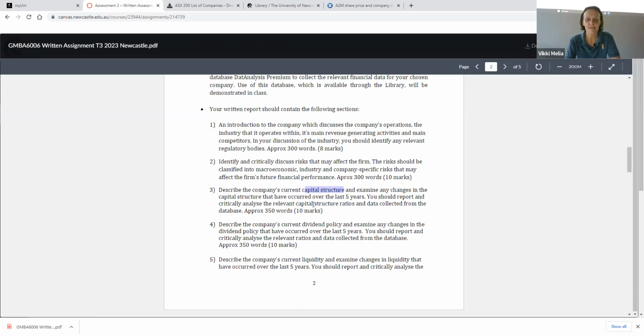I'll show you the database, and you can have a look and see if there are any ratios in that database that might help you analyze capital structure. So the use of debt and equity.